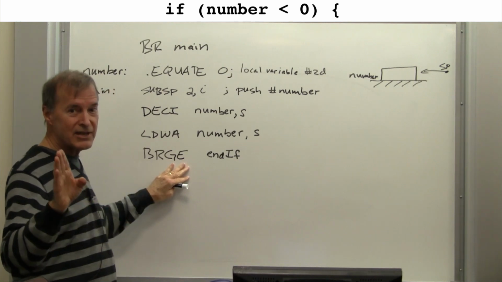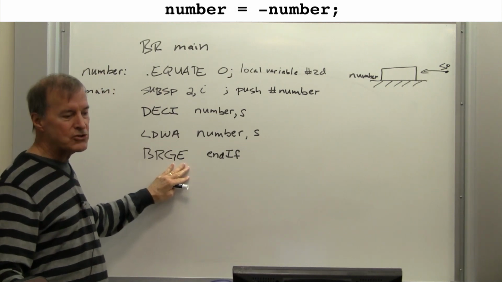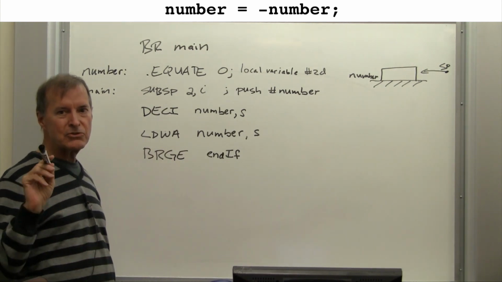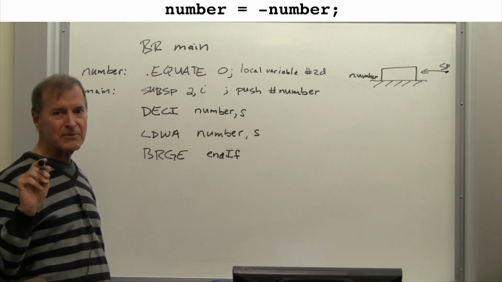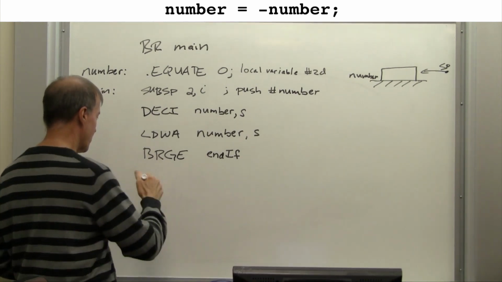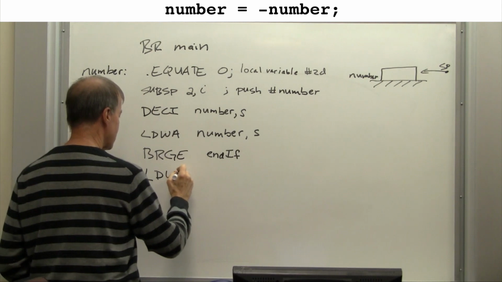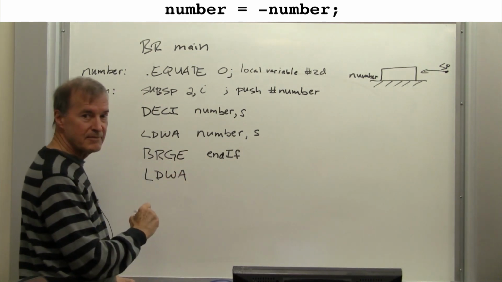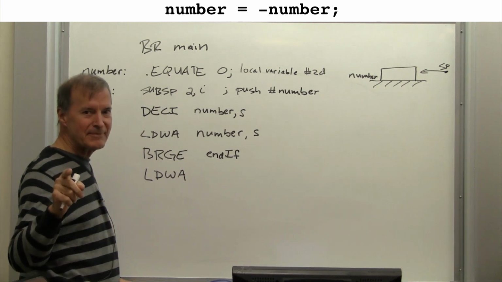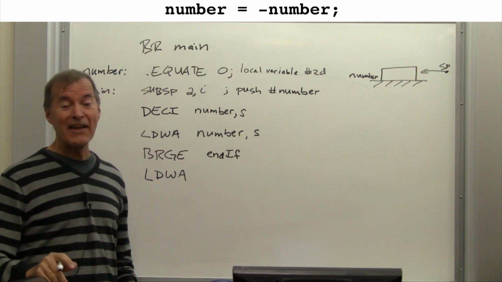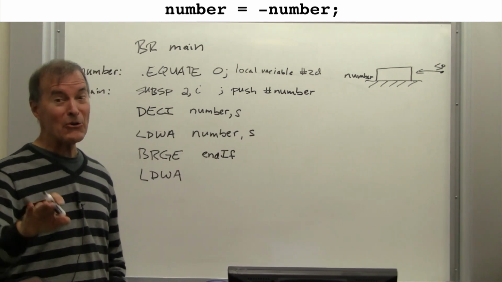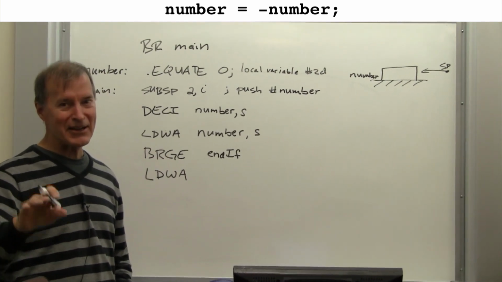Now, here's what's coming up next. The next thing is an assignment statement. How would you do number gets minus number? What do you have to do? Load word. Okay, load word accumulator what? Oh wait, is number already in the accumulator? That's interesting. Okay, I'll tell you what. Hold that thought. Let's just do it this way, like your first instinct was.